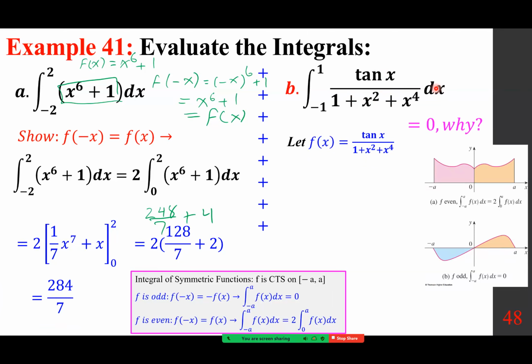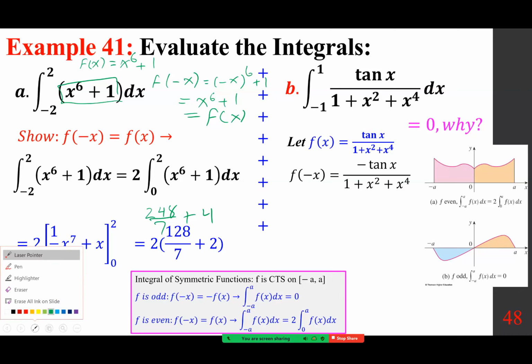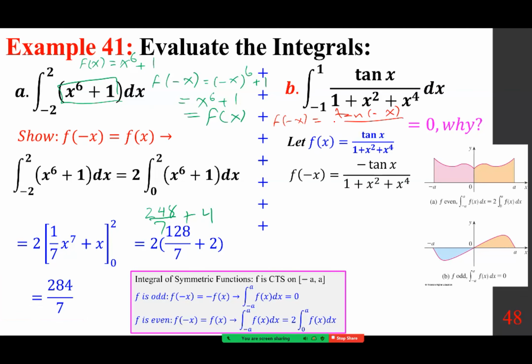So what is f of negative x? This becomes tan of negative x. So I want to make sure we understand that really f of minus x is tan of minus x over 1 plus minus x squared plus minus x to the power of 4. And this is equal to minus f of x, which proves it's an odd function, and it proves the answer is 0.